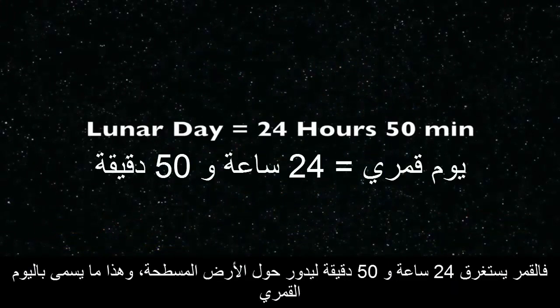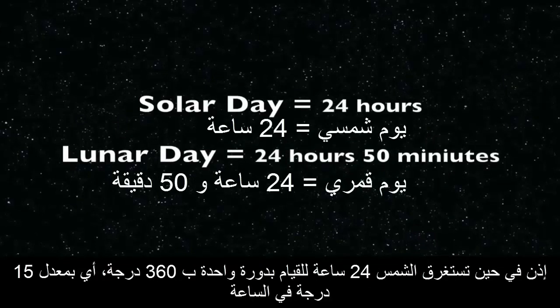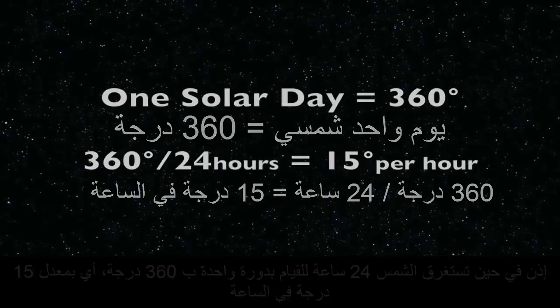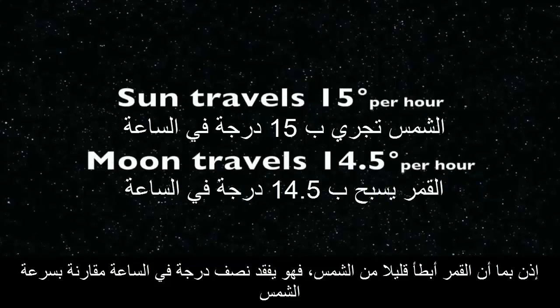sun. The moon takes 24 hours and 50 minutes to circle the flat earth. That's what's called a lunar day. It's slightly slower than the sun. So where the sun takes 24 hours to make one 360-degree circle, which is 15 degrees an hour, the moon takes 24 hours and 50 minutes to make one 360-degree circle, which equates to only 14.5 degrees per hour. So the moon, because it's slightly slower, loses half a degree on the sun per hour.